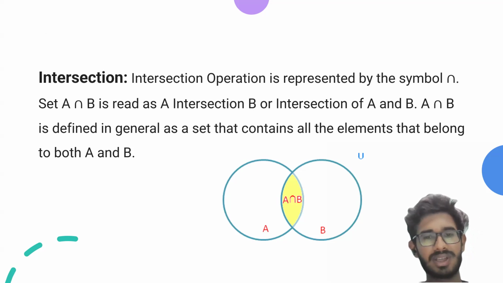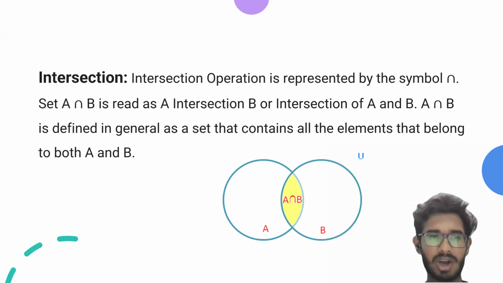For example, let us take the elements in set A: 1, 2, 3, and the elements present in set B are 2, 5, and 9. A intersection B gives 2 because A and B have only the number 2 in common. If there are no elements common between A and B, we can say that A intersection B is φ, or a null set. There are no common elements present between A and B.